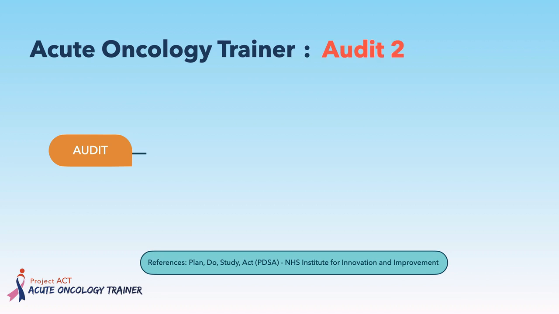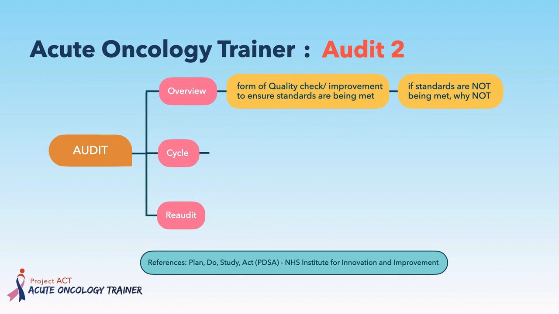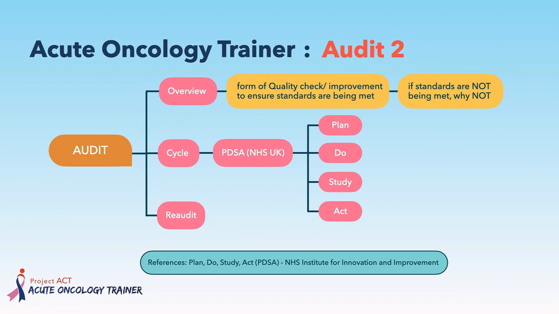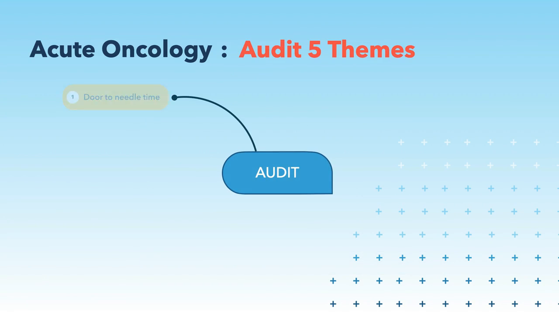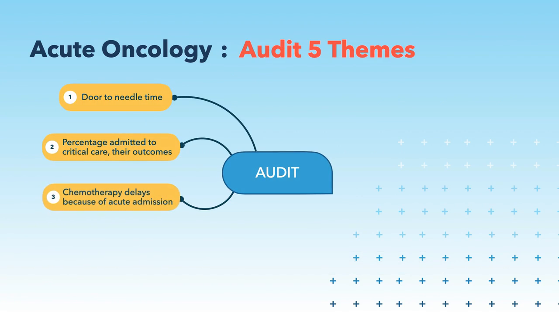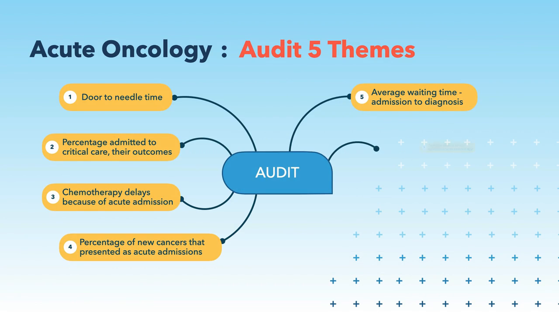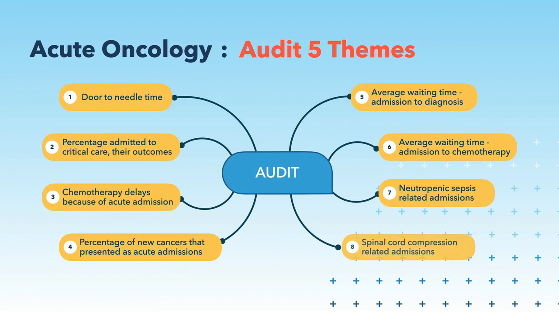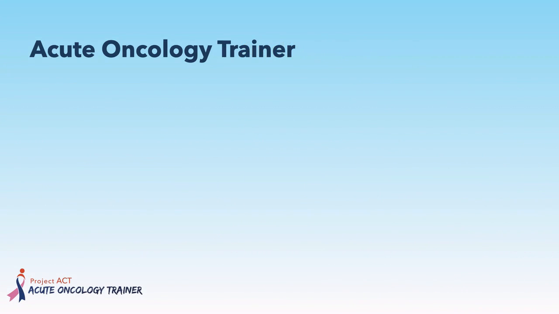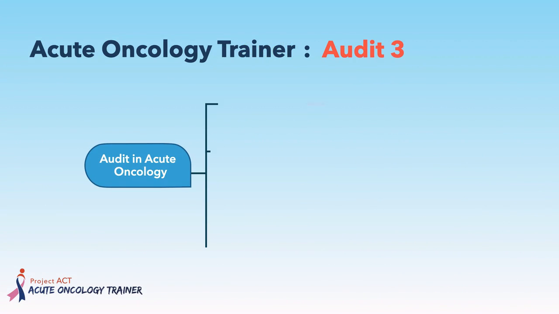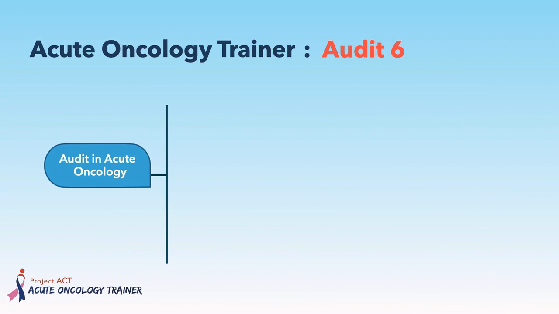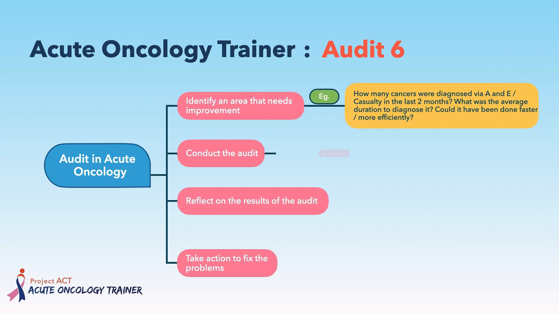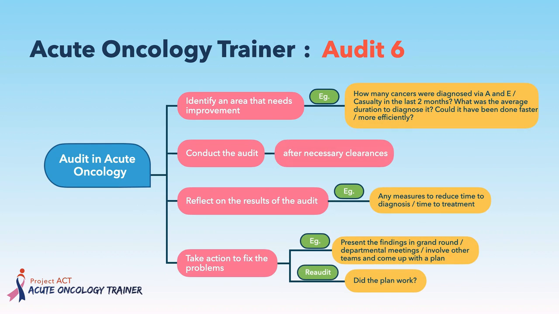So you plan an audit, do it, analyze it, and most importantly, act on it. Don't forget to re-audit later to see if your suggestions or recommendations are working. Improve your CV by using one of the following acute oncology audit themes as a starting point. Follow the PDSA framework to conduct your audit. Some examples are included here. Feel free to download the PDF of the audit themes.